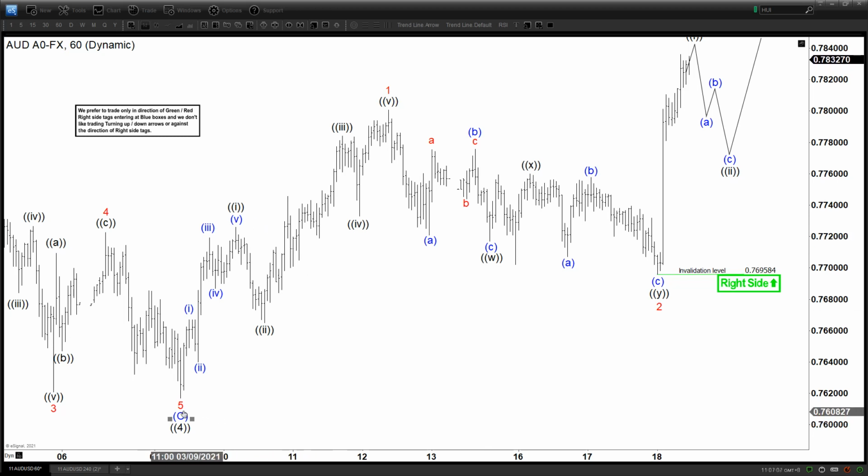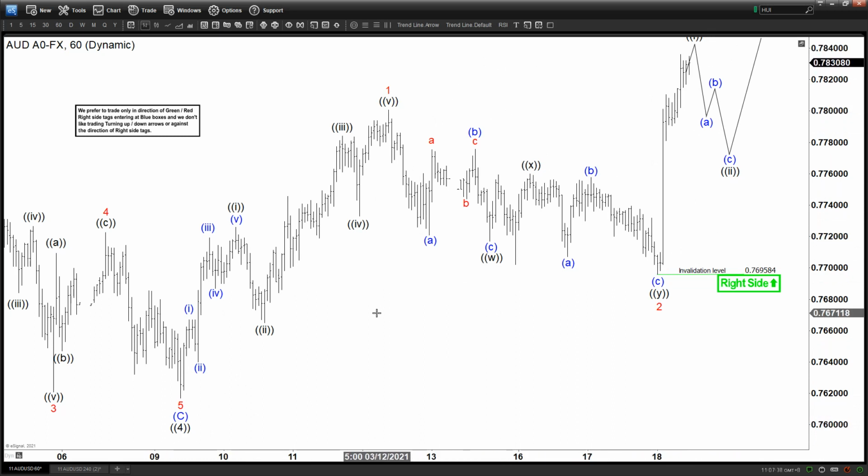We can see we ended with 4 over here, and that is in the primary degree, which means we are now starting with 5 already. We can see a 5-wave sub here, followed by a pullback ending here, and then we got a new high above that previous high. So we have a higher high, which suggests the next leg higher could already be starting.